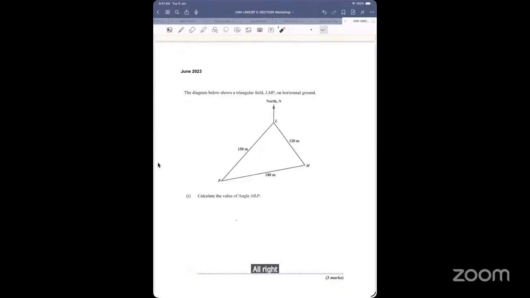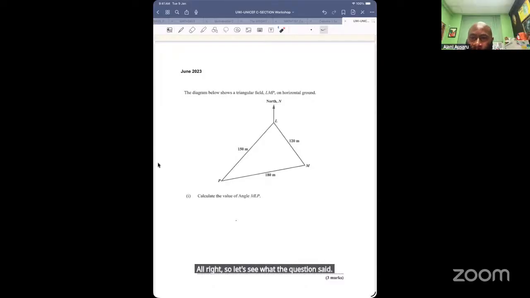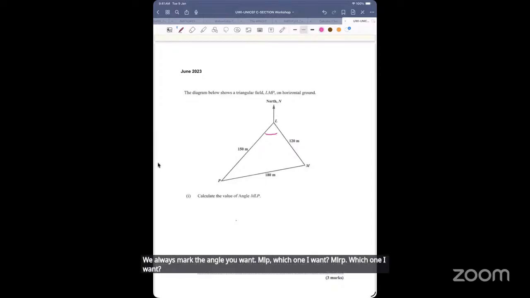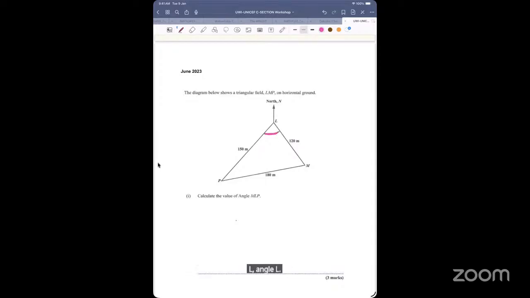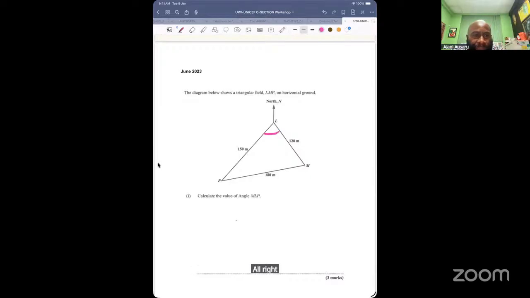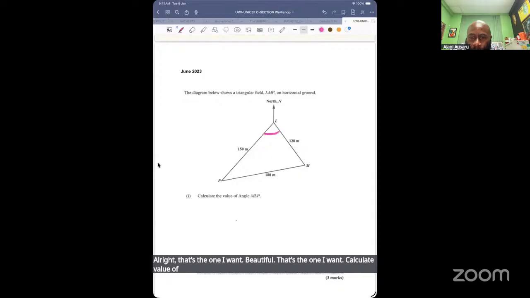All right, so let's see what the question is saying. Calculate the value of angle MLP. So let's always mark the angle that you want. Which one do I want? Angle L. I want this angle here, which I have labeled pink or magenta. That's the one I want. Calculate the value of angle MLP in the diagram below.